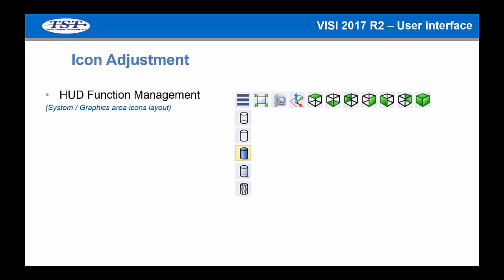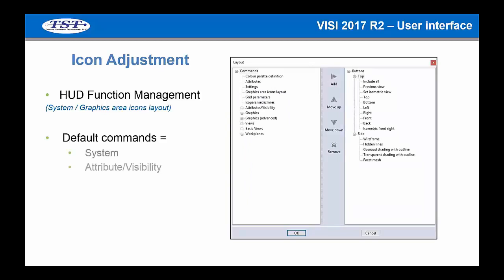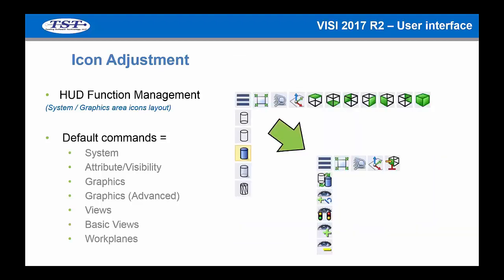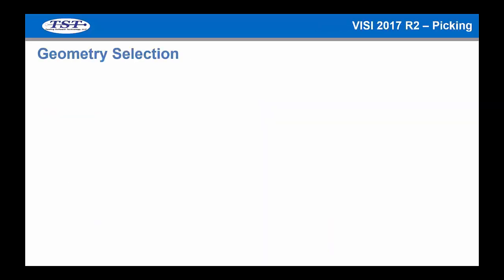The HUD function management has been changed up here to give us some flexibility on what we can see. Under System and then Graphic Area Icons Layout is going to be our ability to change these. You've got some default commands, but you can add, move up, down, and remove these at your will, to be able to see it however you want to. It is limited to the commands that are under the commands and layouts there. All those are available. So we can customize it to what we need, and maybe save some toolbar space.